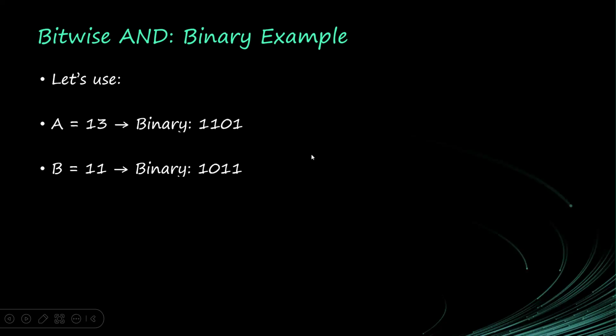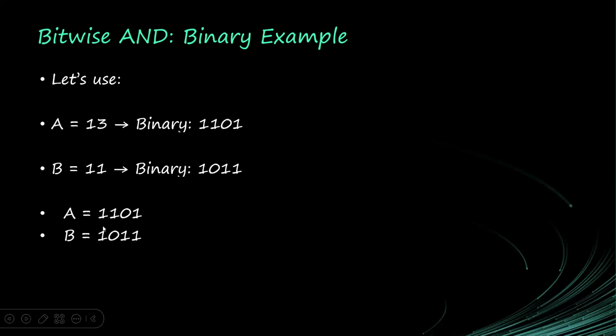So when we do the AND, we do it on each position. Let's take the first position, which is the leftmost position. Both of them are 1, so we'll have 1. 0 and 1 gives 0, because one of them is 0. 1 and 0 gives 0, because one of them is 0. Then 1 and 1 will give us 1. So we are having 1001. This is the result.